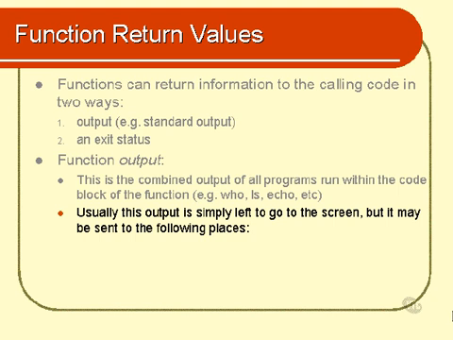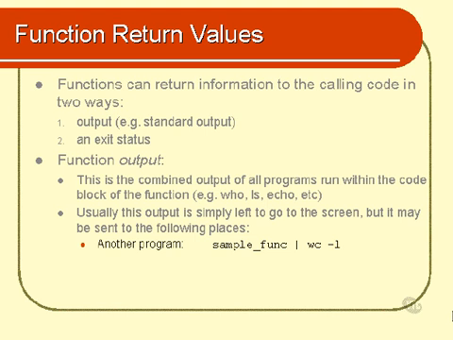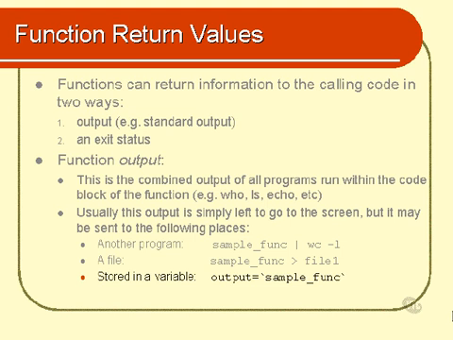Now these are all ways that you've seen before, just not in conjunction with functions. You could send the output of a function to another program, for example a filter like wc -l, just by piping it. So sample_func would be the name of a function, and theoretically that function would produce output. Of course you can also send it to a file. You can say sample_func redirected to file1, and more interestingly, this is a slightly more clever option, we have the ability to take the output of that function and store it in a variable using the back quotes.